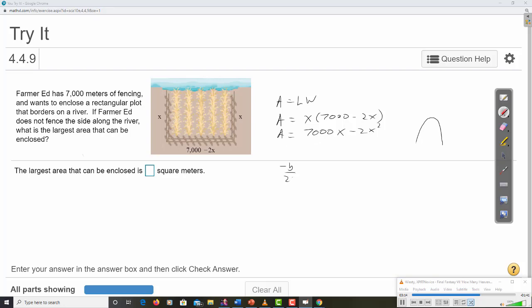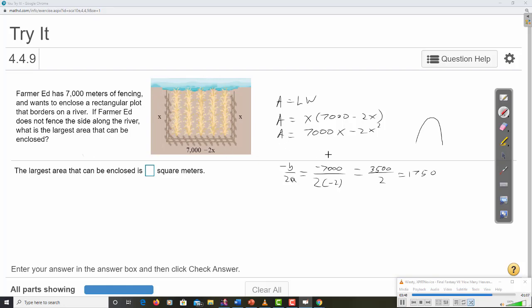So if we do negative b over 2a, remember, a is what goes with the squared term. So b is the 7,000. Negative 7,000 over 2 times negative 2. That is going to be 1750, I think. Because that's 3,500 over 2. Which is, yeah, 1750. That is the x-coordinate of the vertex, which would be x was the width.